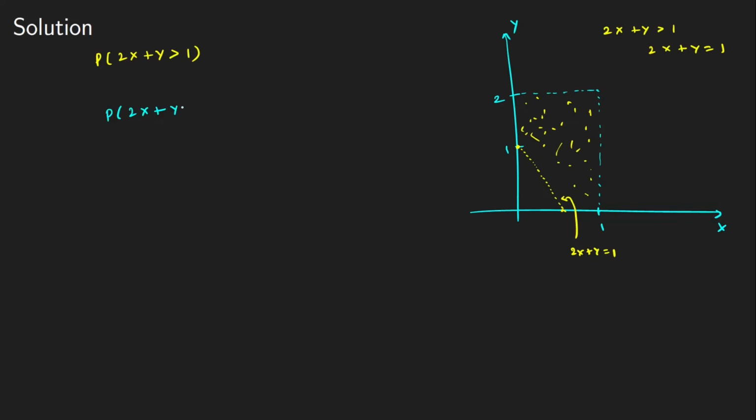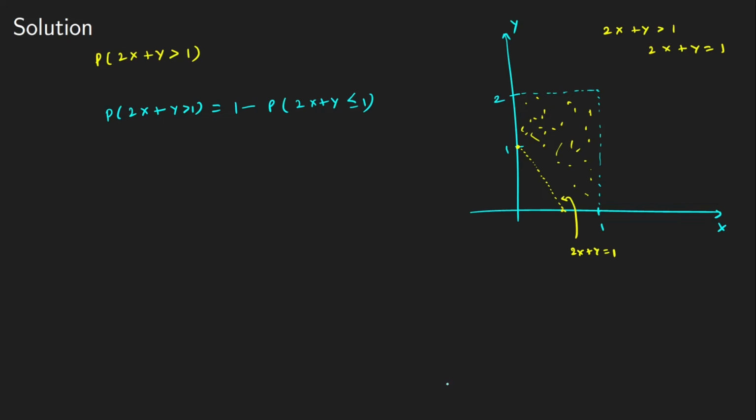The probability that 2x plus y is greater than 1 can be written as 1 minus the probability that 2x plus y is less than or equal to 1. Notice here this equality sign does not make a difference even if we include it or exclude it, because x and y are continuous random variables, and for continuous random variables the probability that a random variable will take some exact value is 0.